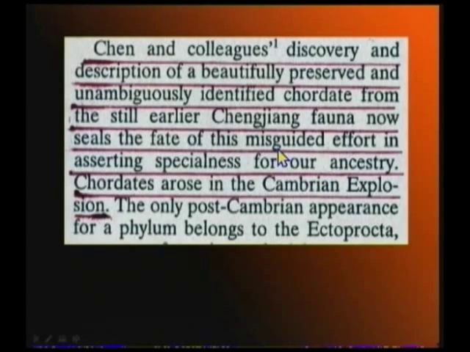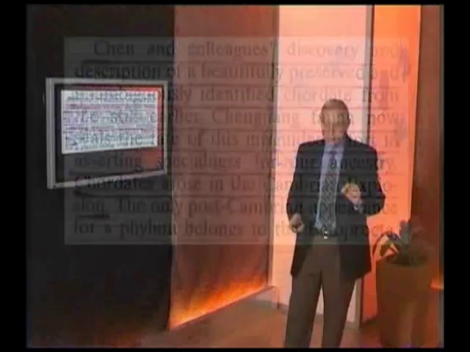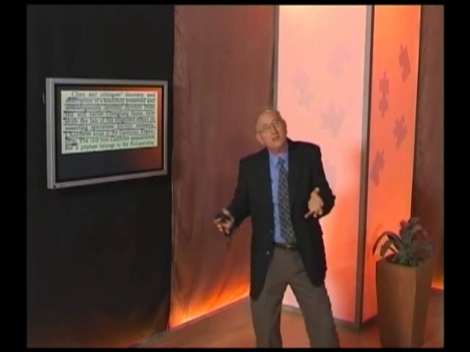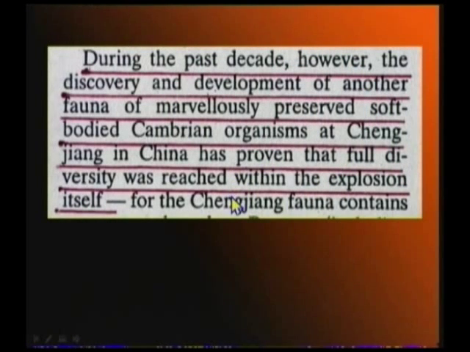Chordates arose in the Cambrian explosion. So everything was there from the beginning. So what's the difference between that and evolution? Very little. Well, here's another statement where he goes on to say that it has been proven that full diversity was reached within the Cambrian explosion itself.